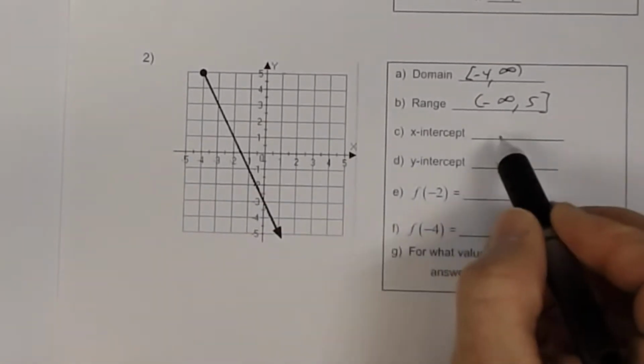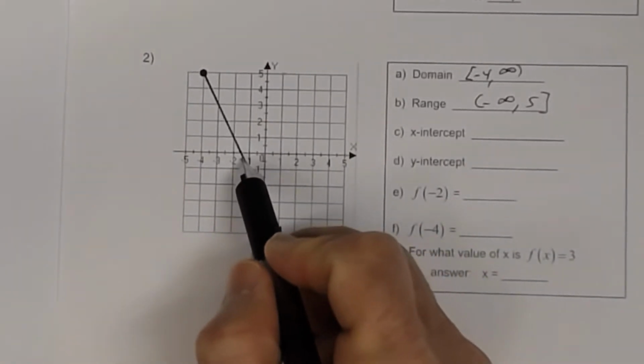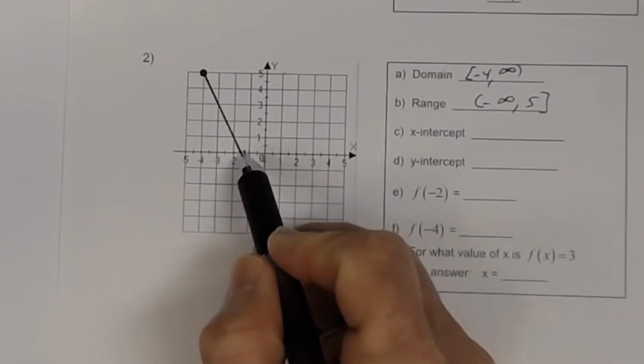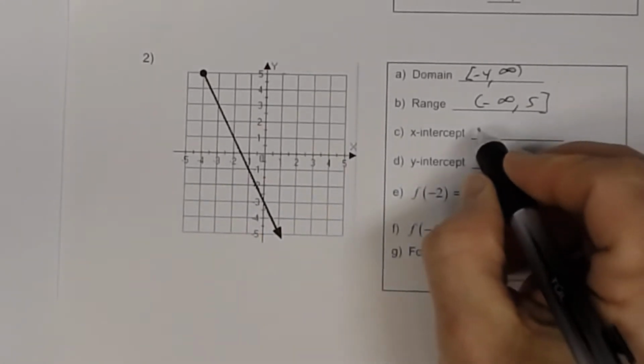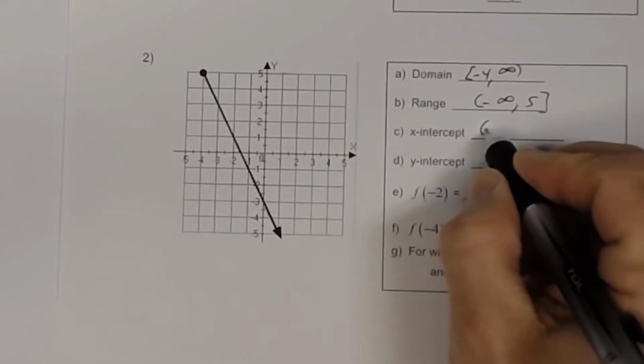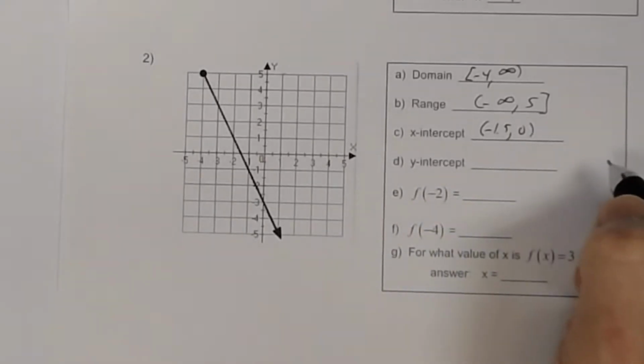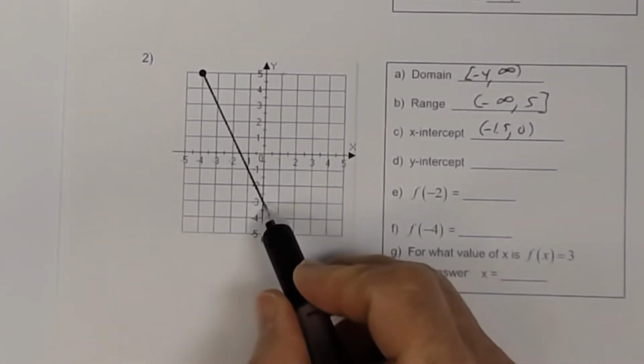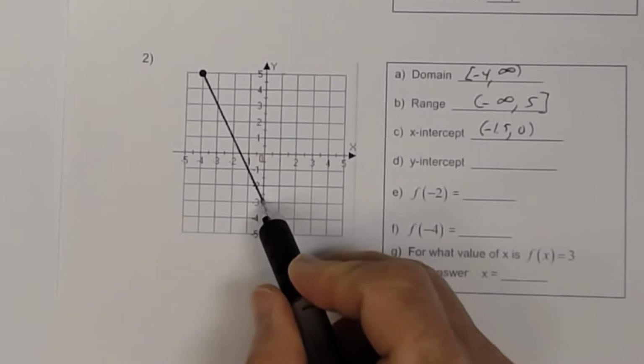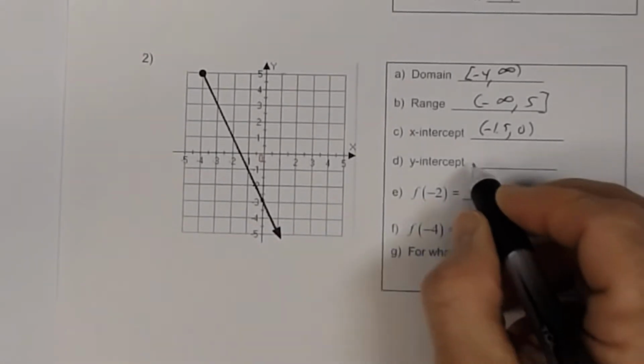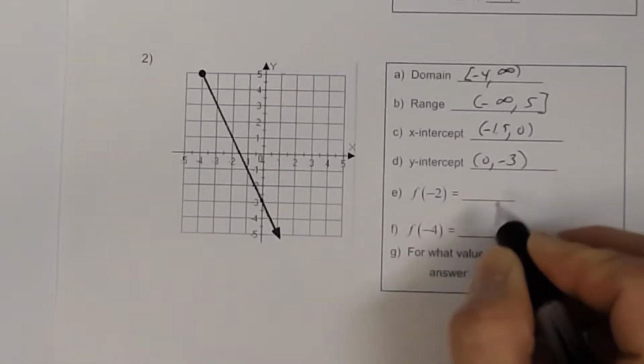X-intercept. Now you're going to have to estimate this X-intercept. So it looks like it's about negative 1.5, and they do want you to write it as an ordered pair. So parentheses, negative 1.5, comma, 0. The Y-intercept looks like it's at negative 3. Remember, that's where the graph crosses the y-axis. So that'll be 0, negative 3.